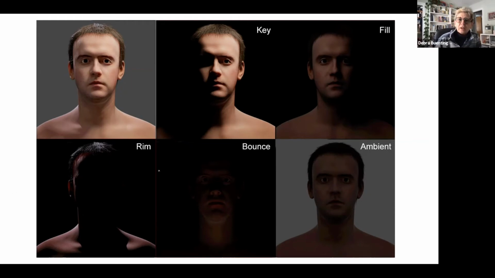The backlight or the rim light is what's used to shine on a person's head and shoulders to separate them from the background. Sometimes they use a bounce light, coming from below or from another angle, just to round out the effect. And when all these come together, you see a really nicely lit face.